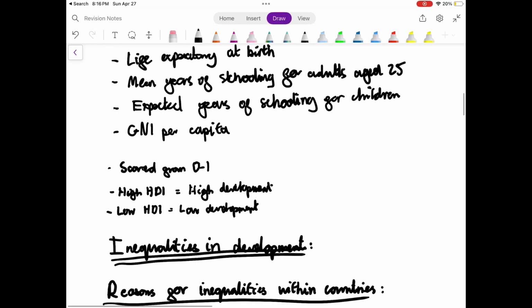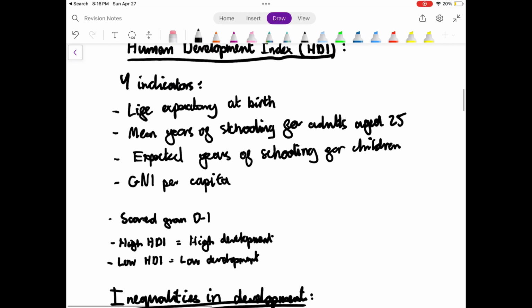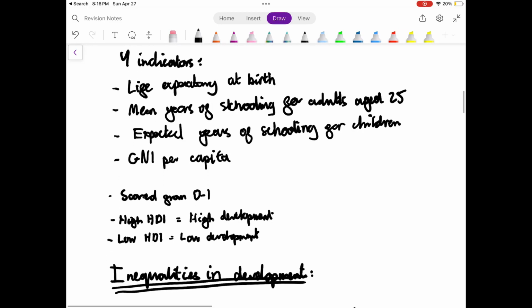Okay, so basically the HDI is scored from 0 to 1, so it will be some decimal between that. A high HDI represents high development and a low HDI represents low development. Sometimes they may ask you to calculate the HDI based on the data given, and then you have to compare the different HDI values to determine the difference in development between different countries.